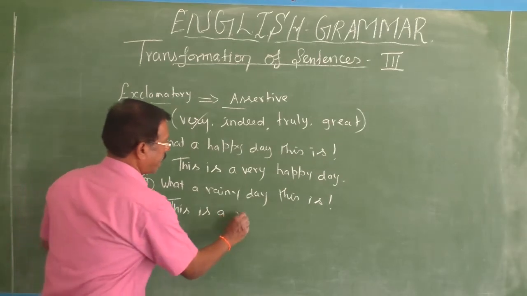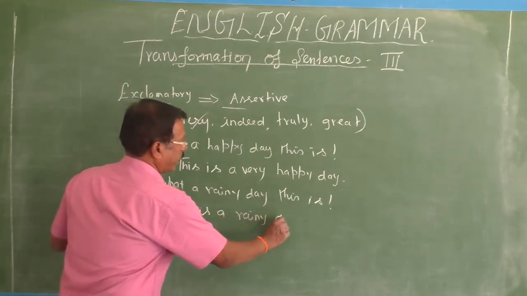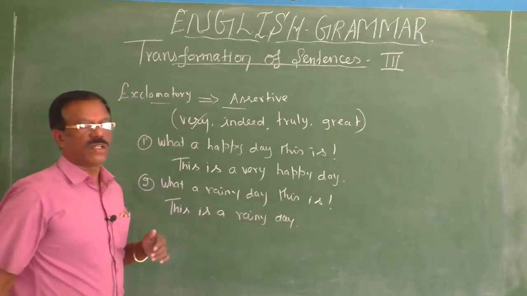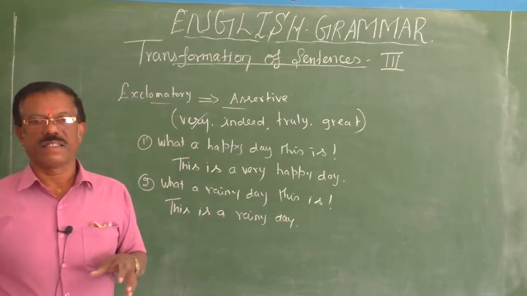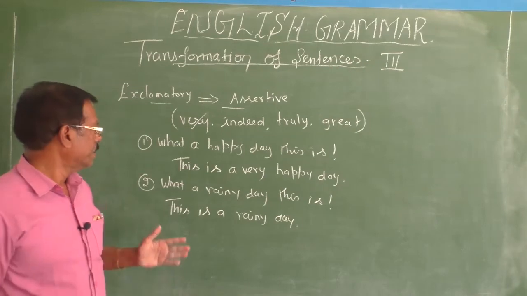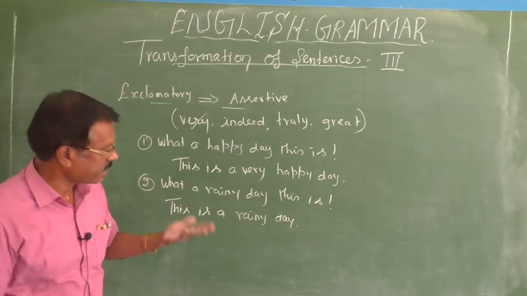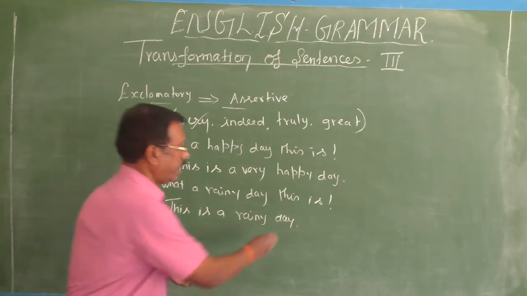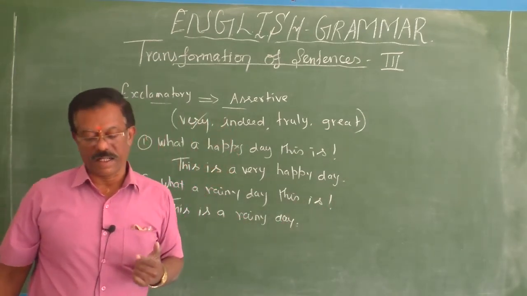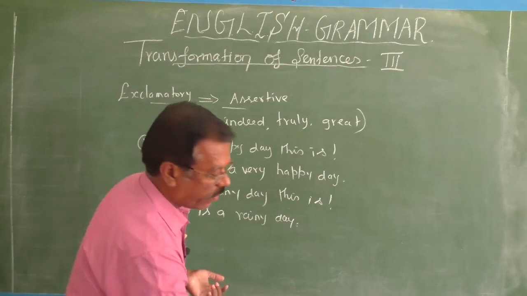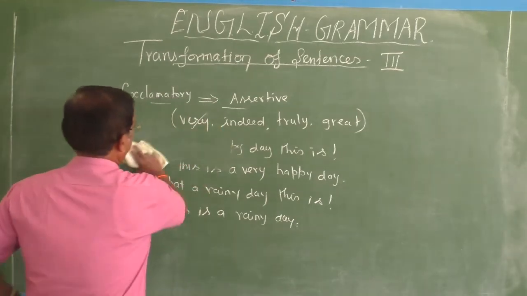It is a rainy day. So when you have an expression of something special, there you can use these modifiers. Otherwise, there is no need. So, what a rainy day this is. This is a rainy day. Put a full stop and remove the exclamation mark. Could you follow me, children? Yeah. I'll give you some more examples for your better understanding.